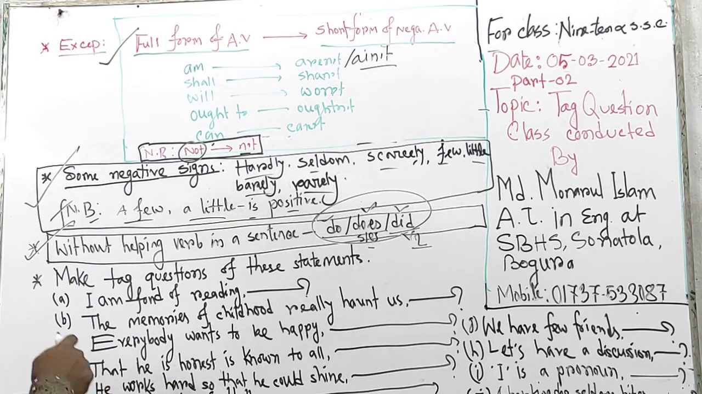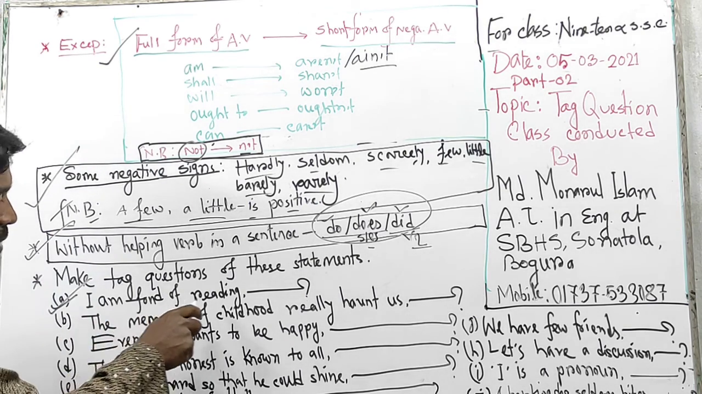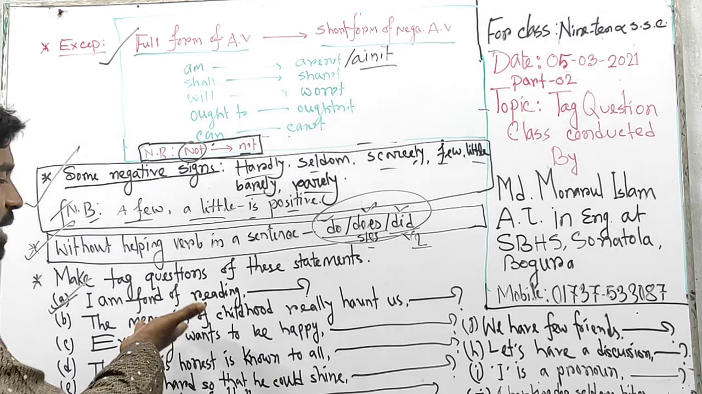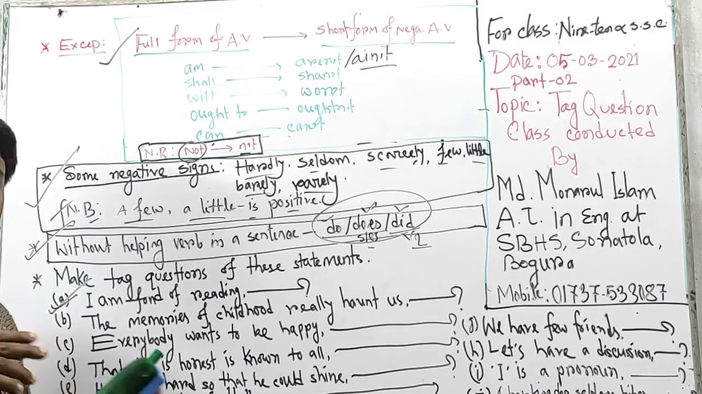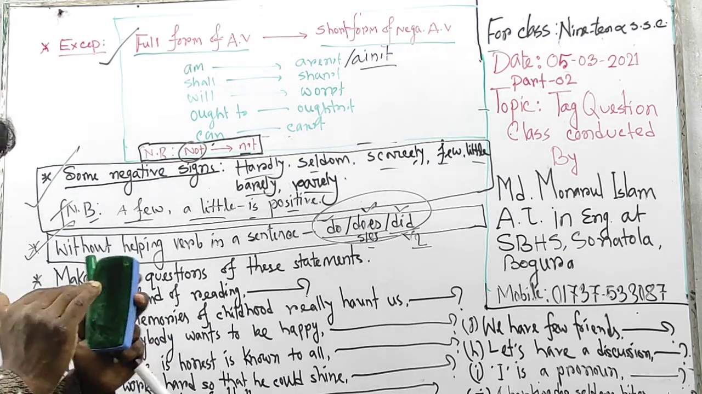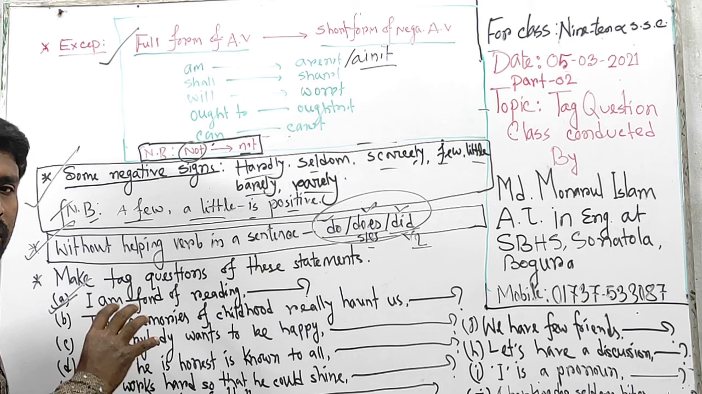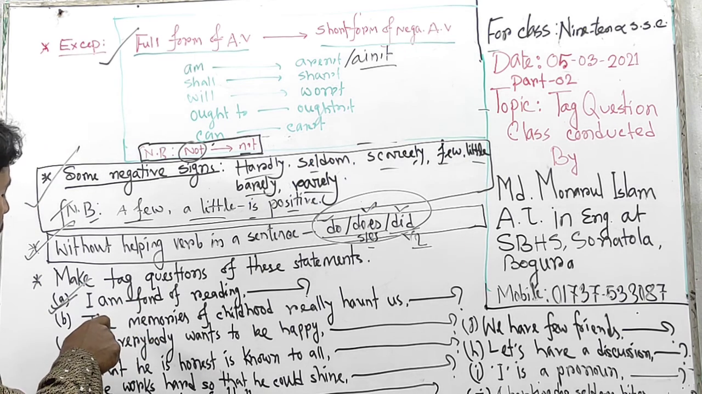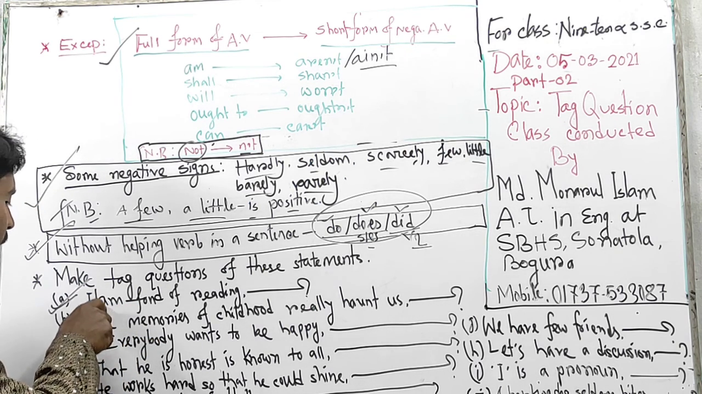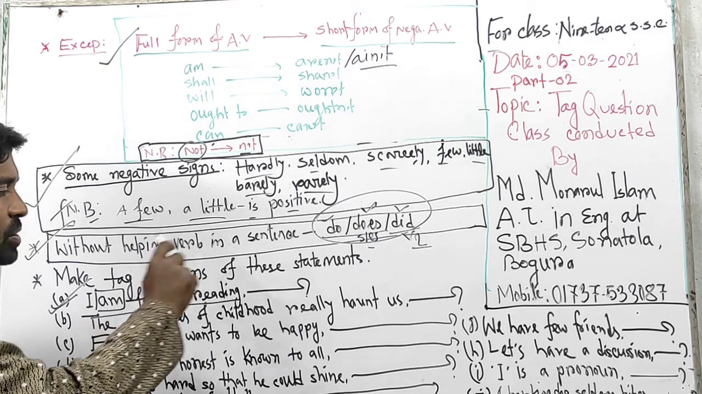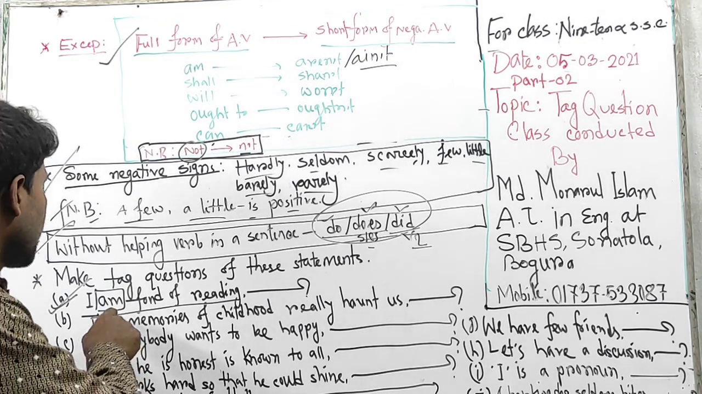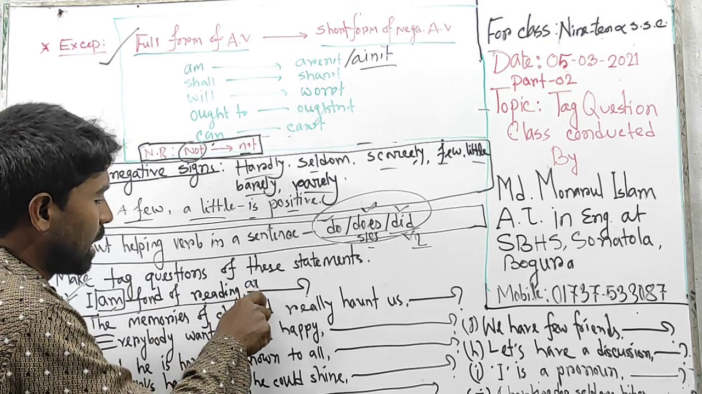Okay. Number 1: I'm fond of reading. Dear viewers, please try to give the answer. I think, although I cannot see you, if you watch this video, you think it is very easy. Okay, now I give the answer. I'm fond of reading. Here am is the auxiliary verb, and it is a positive statement, so we should give the negative answer. And the short form is ain't or aren't.